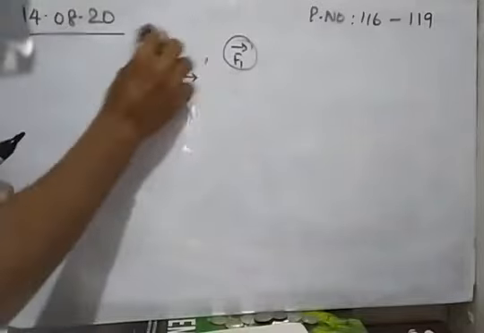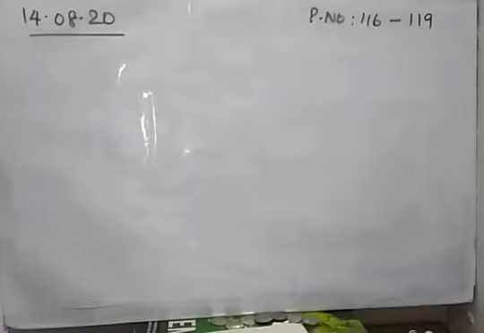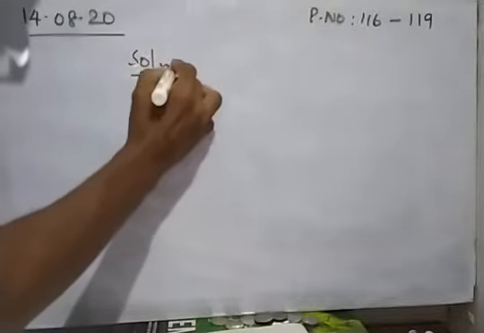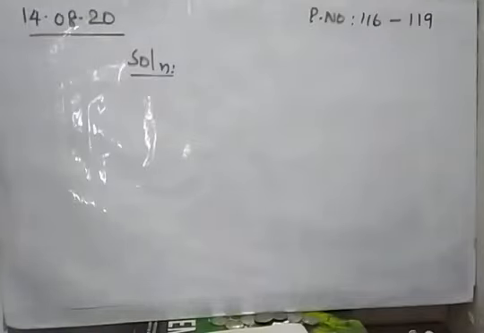Then the next one, 3.4. We want to draw a free body diagram. That means we want to apply Newton's second law for a mango which is hanging from a tree. Here, in order to find the solution, first of all we want to find out the forces that are acting on the mango.